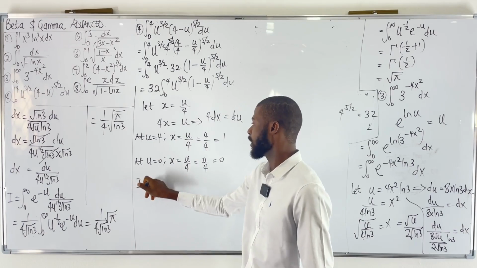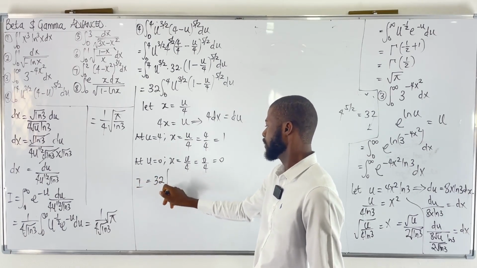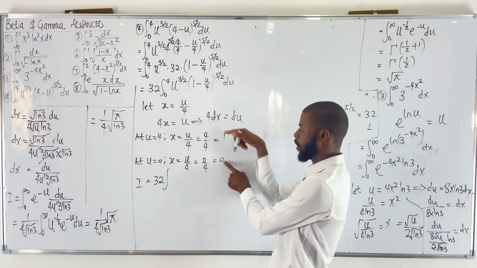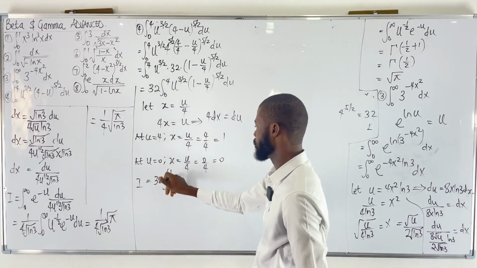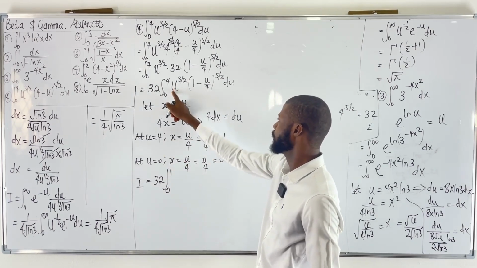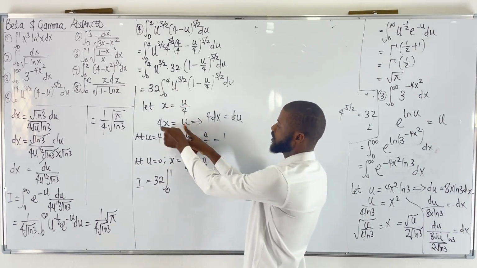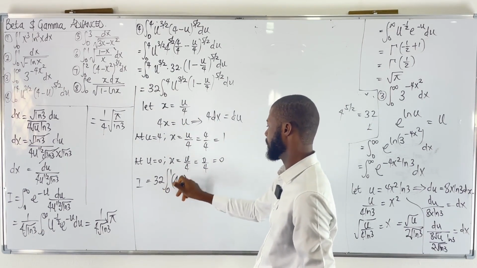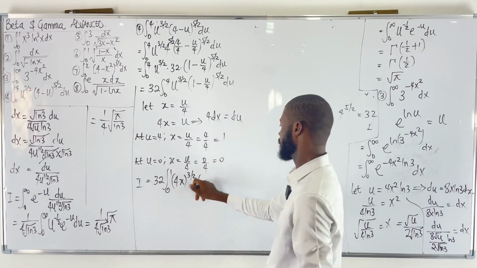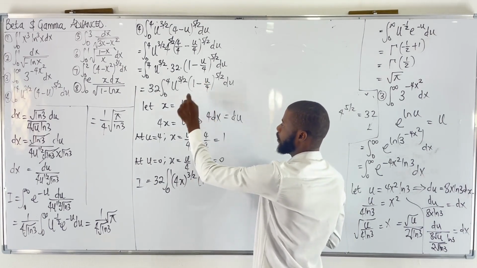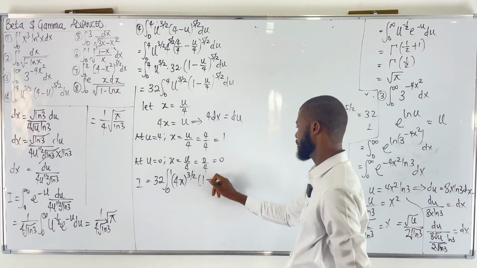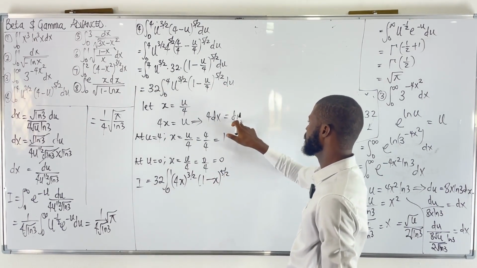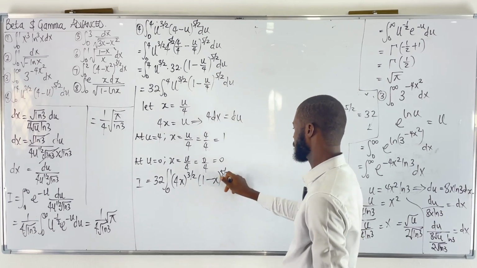So back to our integral. 32, the limit will not change from 0 to 4 to 0 to 1. This is 0 to 1. U, what's the value for u? U is what? 4x. So this is 4x, all to the power of 3 over 2. Then 1 minus, what is u over 4? U over 4 is just x to the power of 5 over 2. Then what is du? Du is 4 dx.